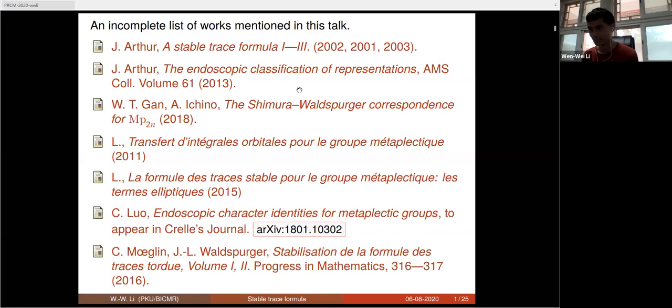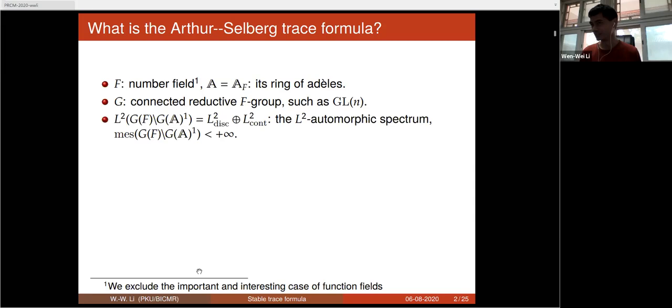There are some earlier papers written by myself and some other people on metaplectic groups. I will now move to details. I think the main reference is actually the last one, the paper by Moeglin-Waldspurger on the stabilization of the twisted trace formula, which inspired me a lot in this project. So what is a trace formula? In Zheng Jiang's talk, he already mentioned this. Let me fix some notation.